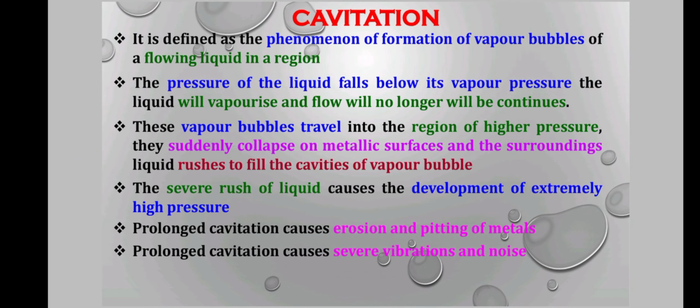And the topic is about cavitation. It is defined as the phenomenon of formation of vapor bubbles in the flowing fluid. When the pressure of the liquid falls below its vapor pressure, the liquid will vaporize and the flow will no longer be continuous. These vapor bubbles travel into the region of higher pressure, then suddenly collapse on metallic surfaces, and the surrounding liquid rushes to fill the cavities of the vapor bubbles. The severe rush of liquid causes the development of extremely high pressure. Prolonged cavitation causes erosion and pitting of surfaces, severe vibration and noise.